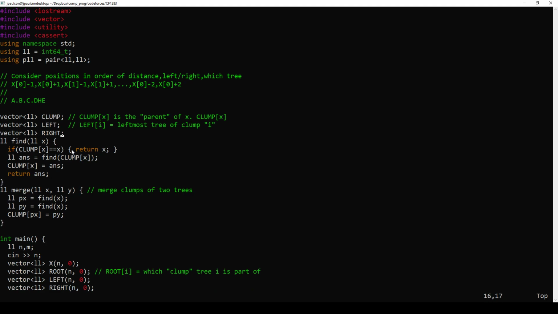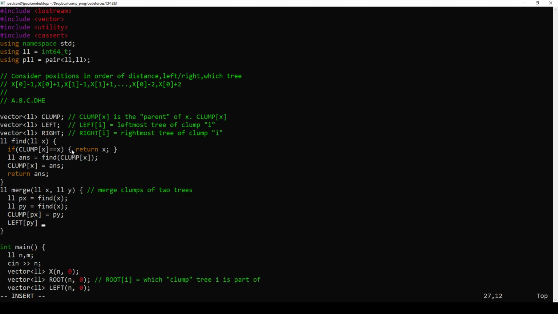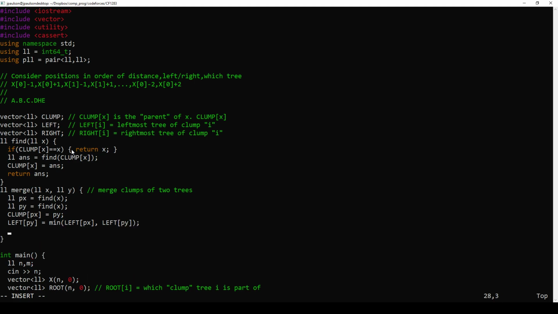So I'm just making these things global variables so I can manipulate them by these functions. And so the left of py is the min of the left of px and the left of py. Right, my new leftmost tree is the... and the right of py is the max of the right of px and the right of py. Right, so my left and rightmost trees are just the best left and the best right from both of my constituent clumps.